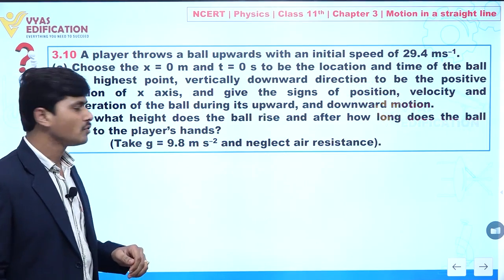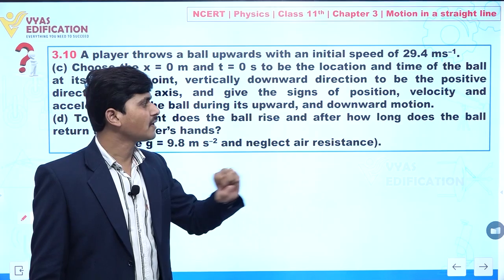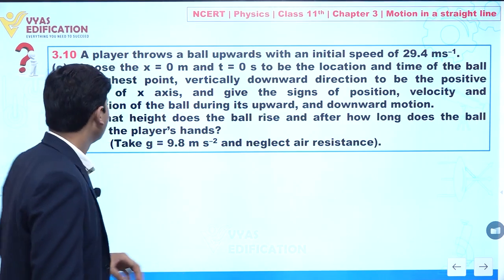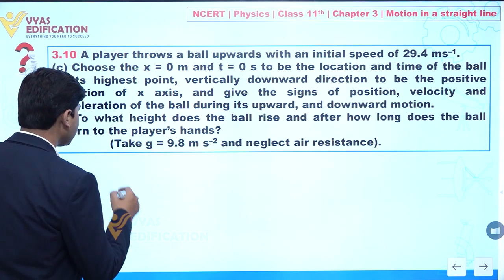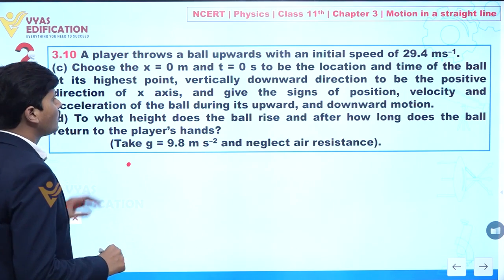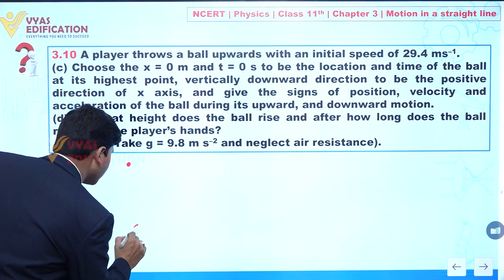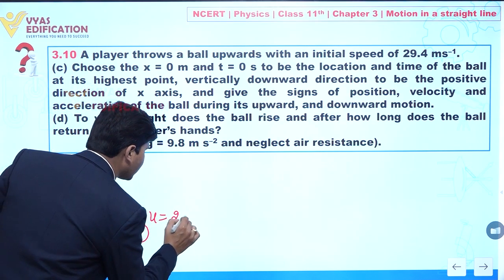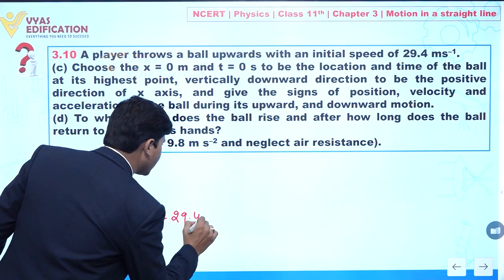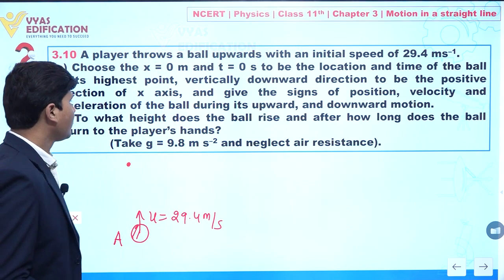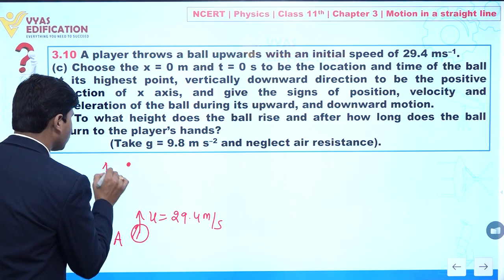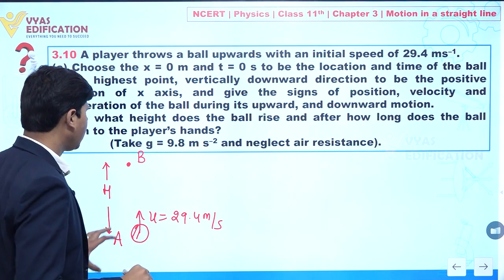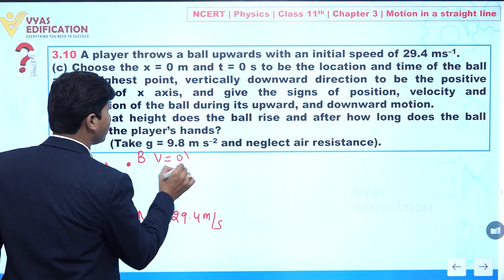Now part D is given to you. To what height does the ball rise, and after how long does the ball return to the player's hand? When we are finding to what height the ball rises, let's suppose this is position A, and the initial velocity given to you is 29.4 meters per second. Our objective here is to calculate this maximum height. Let's suppose this is position B, and at position B we know v equal to 0.